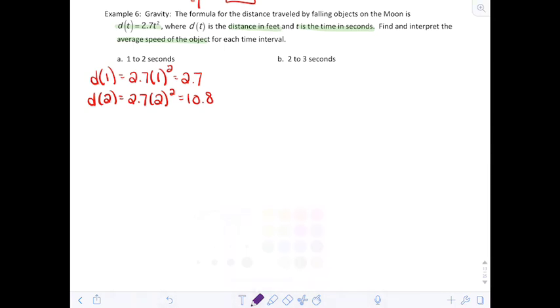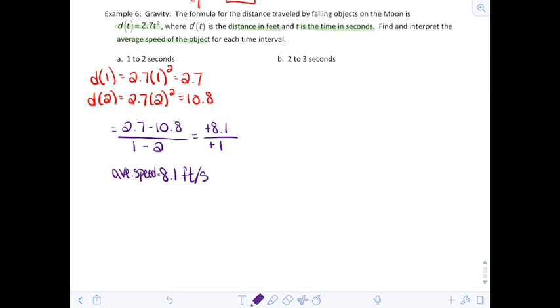So as we follow our formula now, we're going to find the average speed of that object. We will take 2.7 minus 10.8 over 1 minus 2. Both will be negative, so I would get negative 8.1 over negative 1. Two negatives make a positive, so average speed would be 8.1, and that's feet per second. Okay, and I would pause right now and try to do B on your own to see if you can get that answer, and then play again and check.